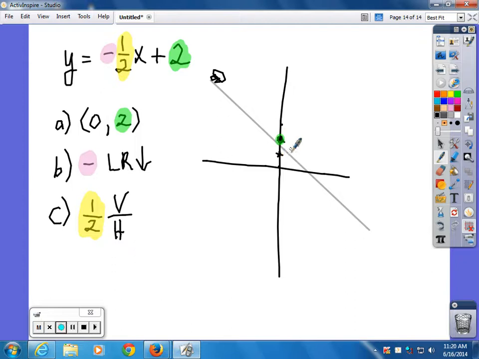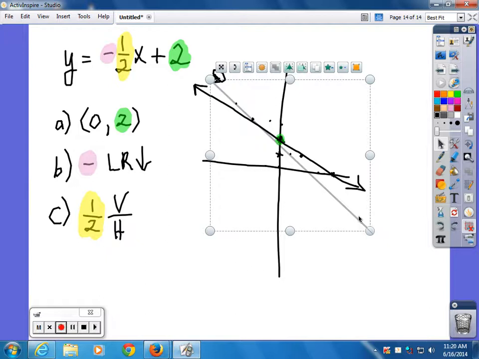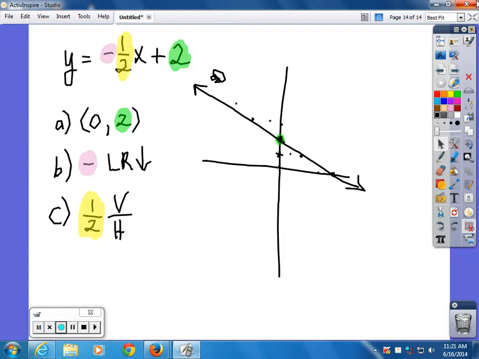Go down and over 2, up and over 2, down and over 2, up and over 2, and basically your line is going like that. And once you draw your line, what do you do to your trace line? You erase it. Hit delete. I don't know where delete is, but anyway, I'll just hit delete over here. Where's delete? There we go. And that's it.